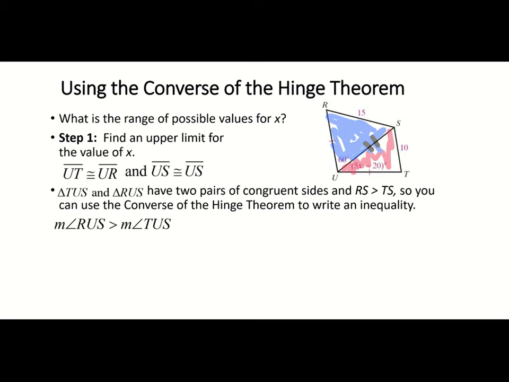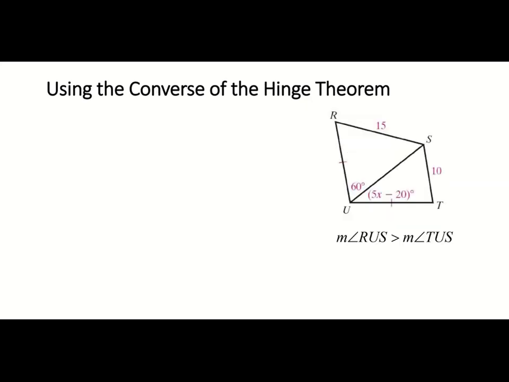So that means I can use my Hinge theorem here, because this angle is 60 degrees, this side is 15. This angle is 5x minus 20, and this side is 10. So which is the smaller angle? The 60 or the 5x minus 20? Hopefully, you said the 5x minus 20. And that's what we're going to use to write our inequality. I'm going to move to the next slide so I have a little more space to work. Okay, so here's our picture again, just a little bit bigger.